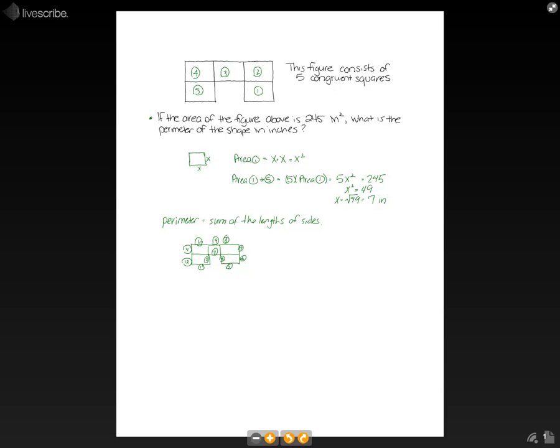So the 12 outside edges, we know that, say, side 5 is x, and so is side 6, and 7, and 8, and 9, and 10, all the way through 12. So all of the sides are of length x. Since we solved for x above, we can say that 12, since there are 12 edges, times x is going to be the perimeter. Since x is 7, we have 12 times 7 equals 84, which means that the perimeter is 84 inches. And that's our final answer.